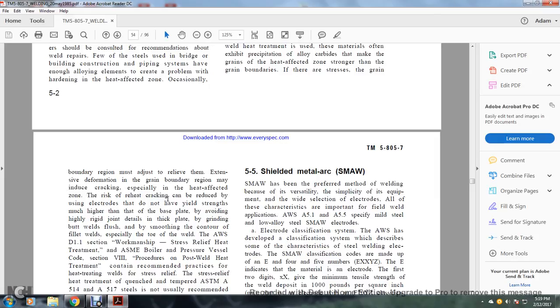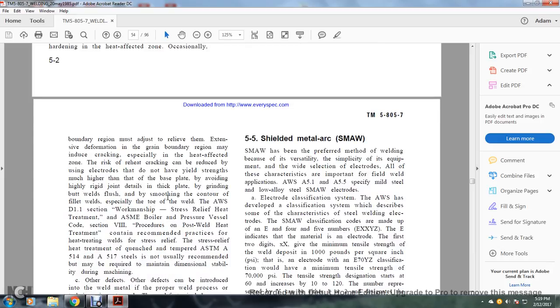But the risk of reheating cracking can be reduced by using electrodes that do not have a yield strength much higher than that of the base plate, avoiding highly rigid joint details with thick plate, grinding butt welds, and flushing and smoothing the contour of fillet welds, especially at the toe of the weld.